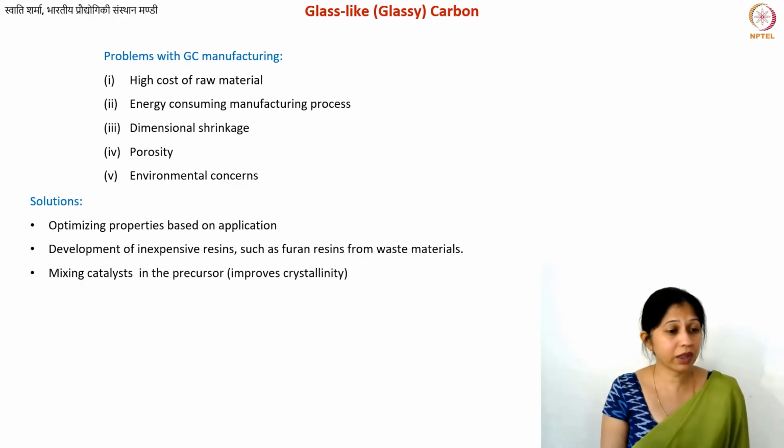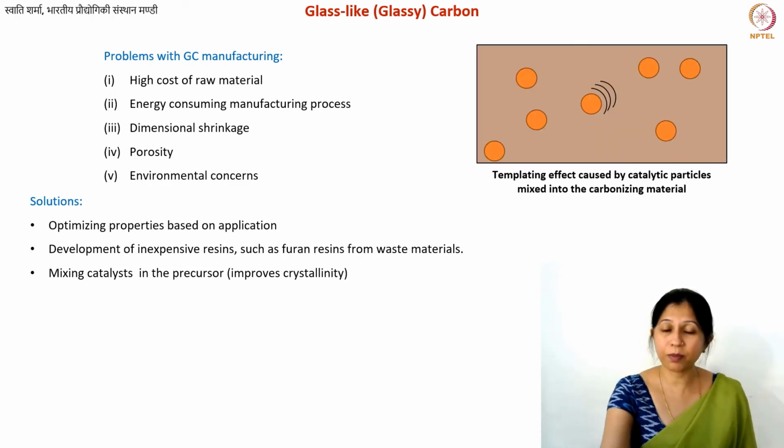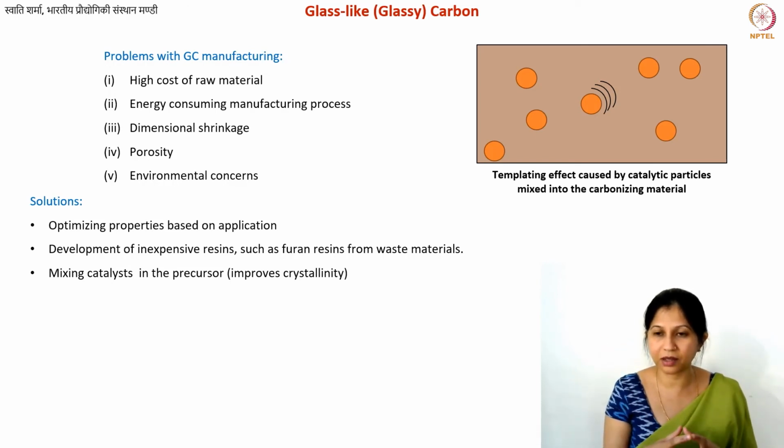Okay, one more thing that can be tried out is that you mix catalysts in the precursor. Now this also happens in the case of graphitization. I talked about this, catalytic graphitization. So what happens when you mix these catalyst particles? Typically they are metal particles. Nowadays people use metal nanoparticles because the more surface area your catalyst has, the better it will perform, because it just lowers your activation energy.